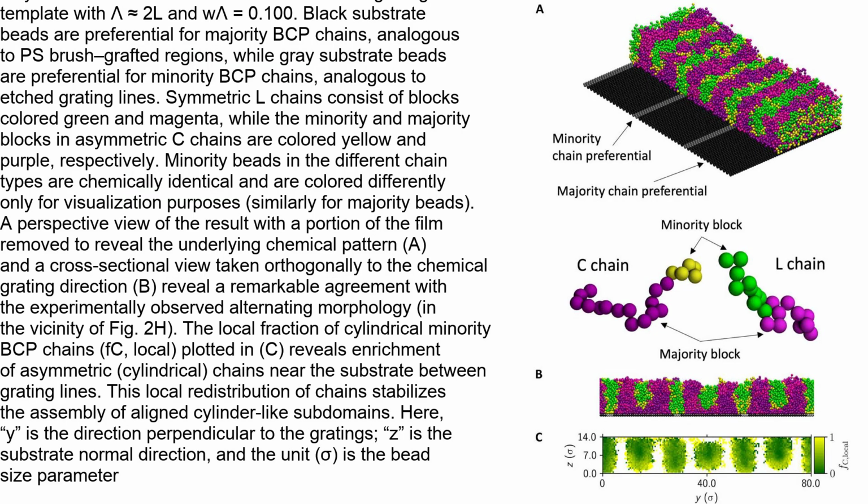The figure presents an exemplar coarse-grained molecular dynamics (MD) simulation result for a cylindrical, lamellar block copolymer (BCP) blend on a chemical grading template. The simulation results show a remarkable agreement with the experimentally observed alternating morphology in the vicinity of lambda approximately equals 2L0. The figure also provides a plot of the local fraction of cylindrical minority BCP chains, showing the enrichment of cylinder-like chains near the substrate between grading lines. These results strongly support the hypothesis that localized chain enrichment plays a crucial role in the self-assembly of the observed morphologies.